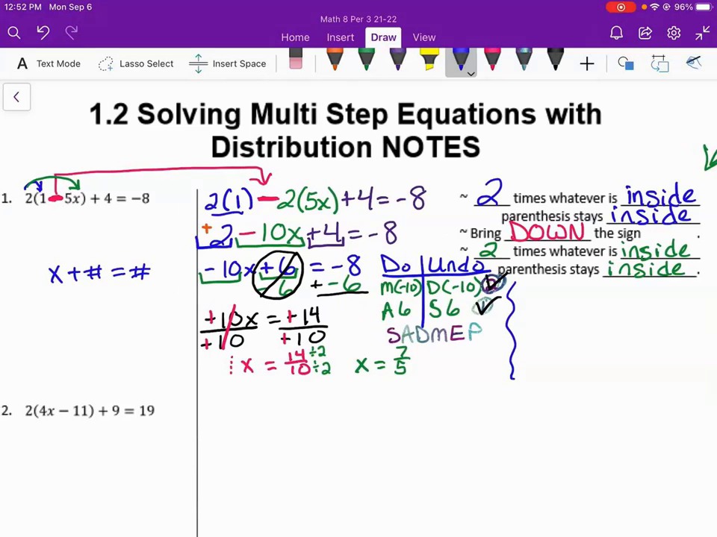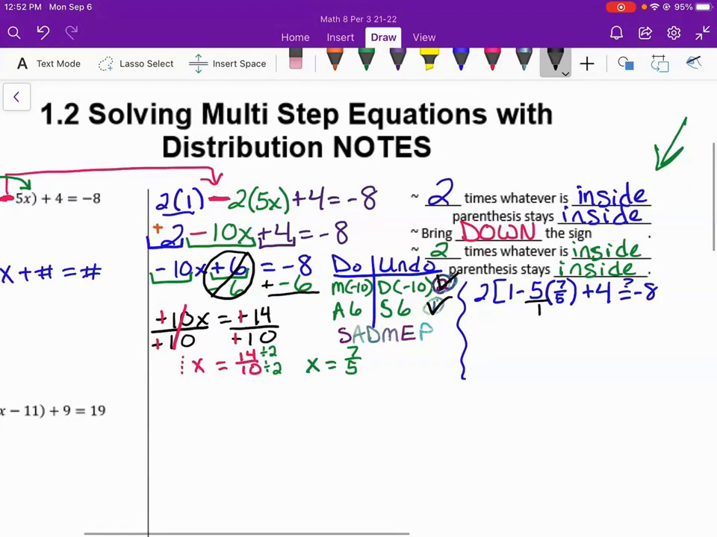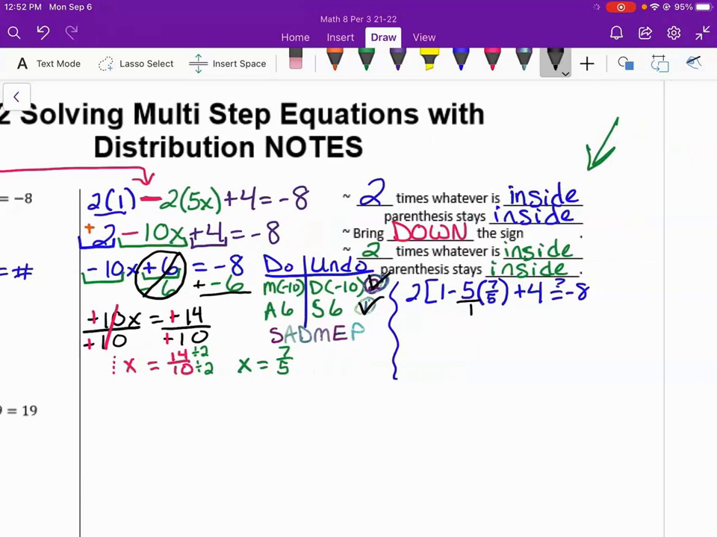Always do the check step in the original equation. So I start over 2 times 1 minus 5 times. Now here I'm going to put my 7/5. Hopefully you'll catch on why I said leave it as an improper fraction there. Question mark equals -8. So now every whole number has what on the bottom? Good. It's got a 1. We are back to doing PEMDAS.